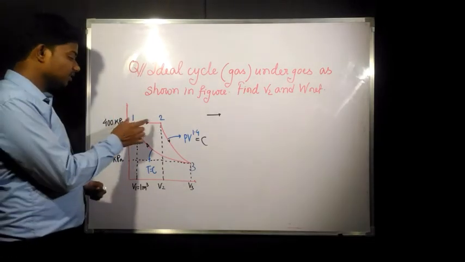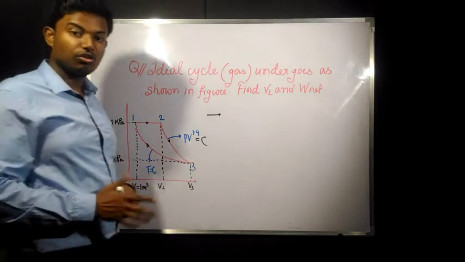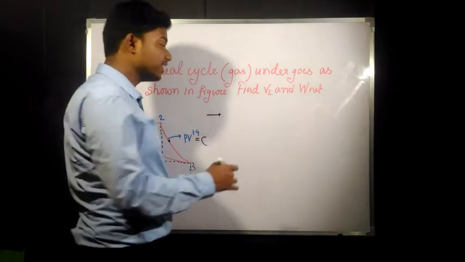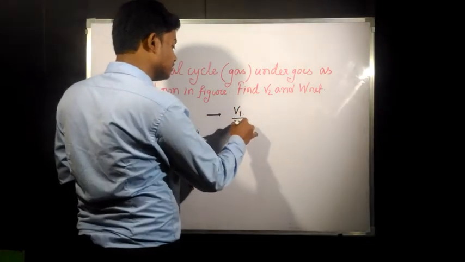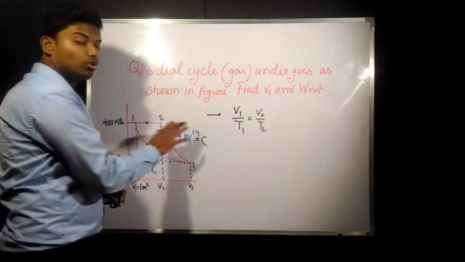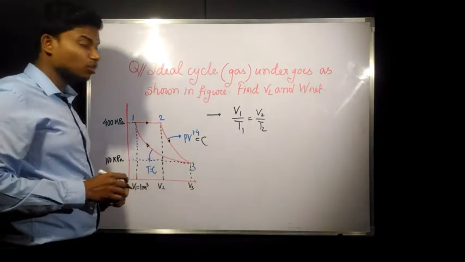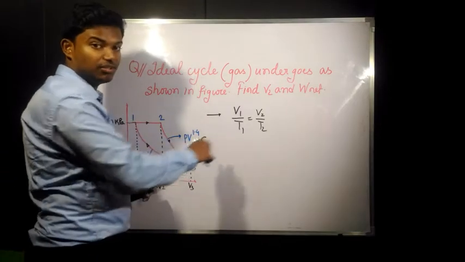But the question is, process 1 to 2 is a constant pressure process. So if you remember, for a constant pressure process, the ideal gas equation was V1 by T1 equals V2 by T2. Now, not a single trace of temperature is given in this whole question, so we cannot find it by using this equation.